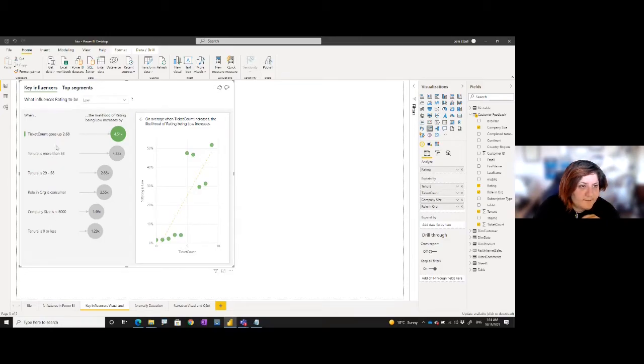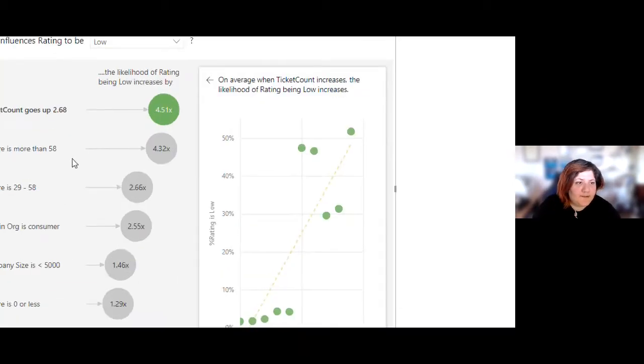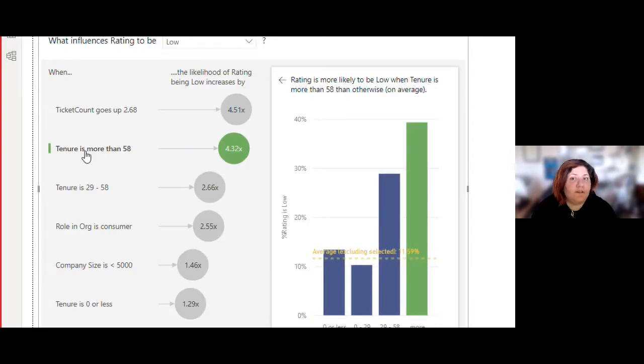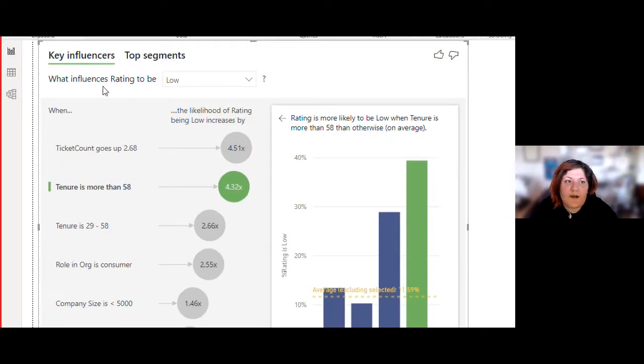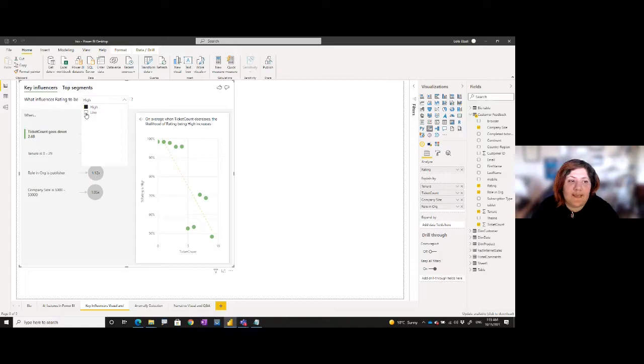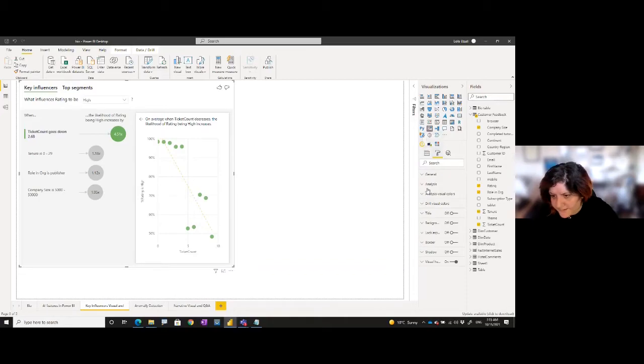Again, you can see that for low it is a bit different, because ticket count has an impact. Also, you see that now if people stay with us more than 58 months, there is a chance that they are going to rate us low. So that's higher. Also, between 29 and 58 is another one. So you see that we can find more variables impacting the influence on rating low here. It doesn't mean that they are the same. It can be different. I talk about the interesting part when we're going to analyze the data.